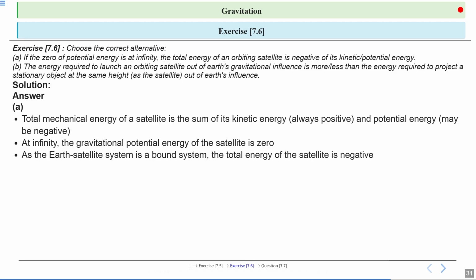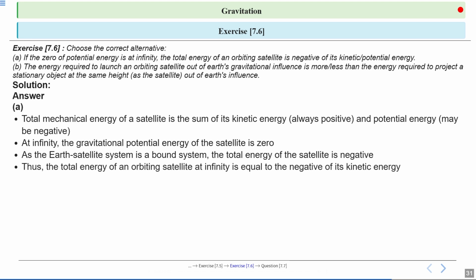Since the Earth-satellite system is a bound system, the total energy of the satellite is negative. This indicates that the satellite is gravitationally bound to Earth, unable to escape without additional energy. Thus, the total energy of an orbiting satellite at infinity is equal to the negative of its kinetic energy. This highlights the balance between the kinetic and potential energy in maintaining the satellite's orbit.